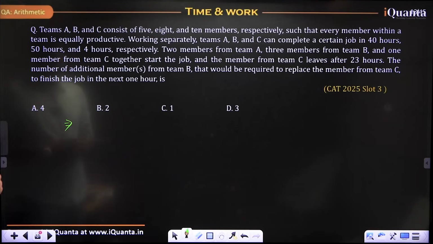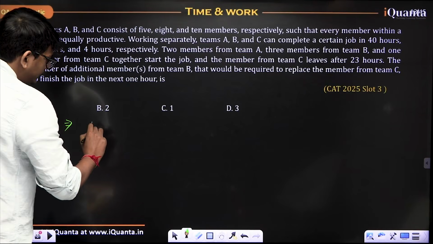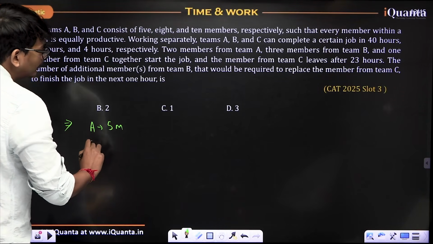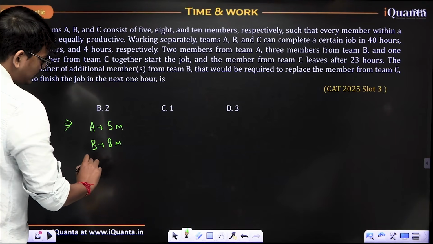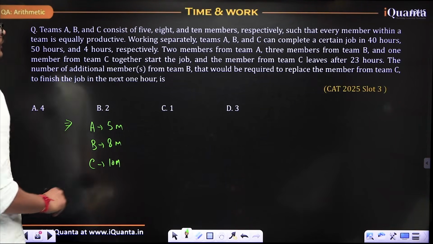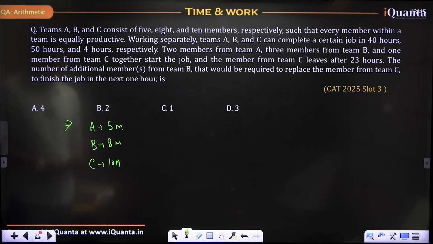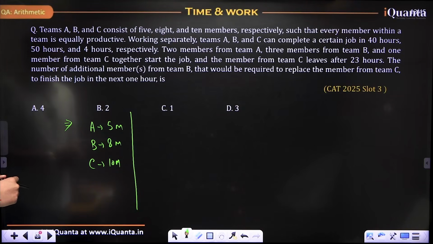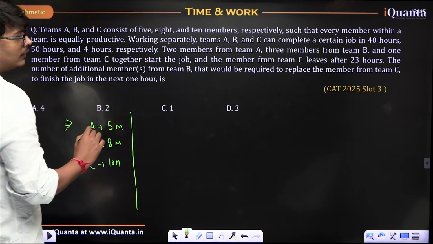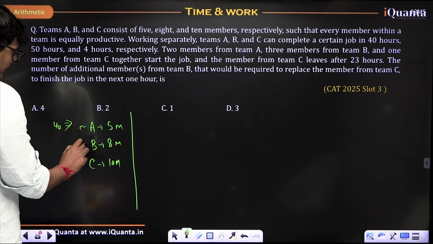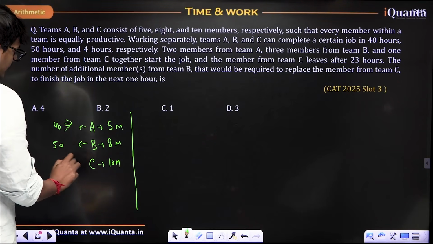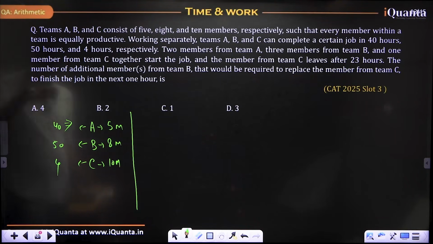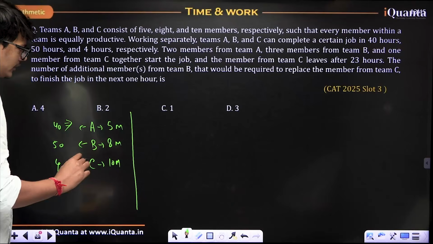Next question, guys. Team ABC consists of A 5 members, B 8, C 10 members, respectively, such that every member within team is equally productive. Working separately, team ABC can complete a certain job in 40 hours. So they are taking 40 hours, they are taking 50 hours, and they are taking 4 hours. So let's take total work. Let's say total work is 200 units.